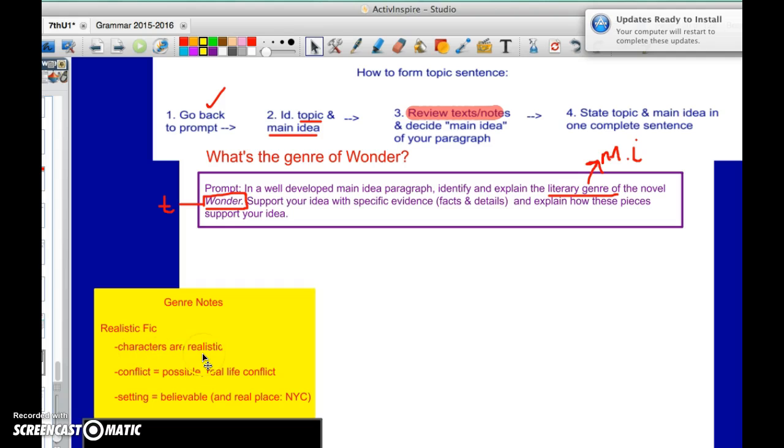And I say characters are all realistic, like Augie and Valeria and Jack and so on. They're all very realistic. The conflicts are very possible, like thinking about being accepted by others. Those are all very realistic conflicts. The setting is also believable. In fact, it's a real place. It's set in New York City. So I have a lot of information that supports it's a realistic fiction piece. So I have how I'm going to answer this question. In other words, I have the main idea. So I've done steps 1, 2, and 3.